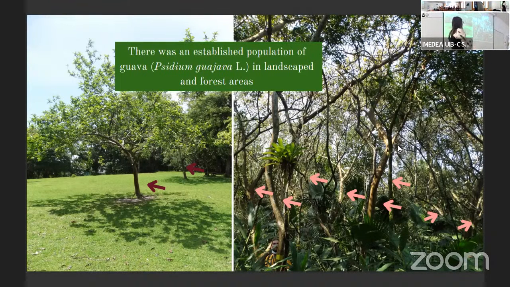Every arrow here represents one individual. So there's a lot. And you can see that they are very high, tall, and probably all of them reproductive. Here it's a person. You can see how tall.